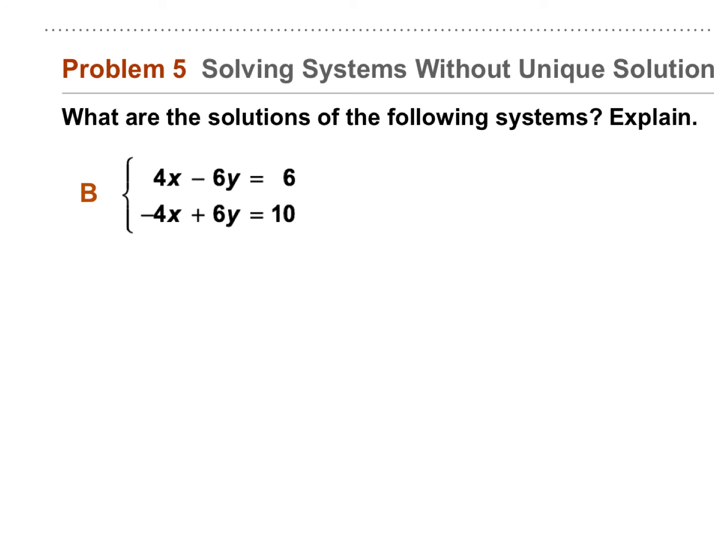So what should we do first? Cancel out the 4's, the 4x's. The negative 6y plus 6y, they cancel. So what are we left with on the left side of our equation? 0. And then what's 6 plus 10? 16. Is 0 equal to 16? Nope. So here we would have no solution.